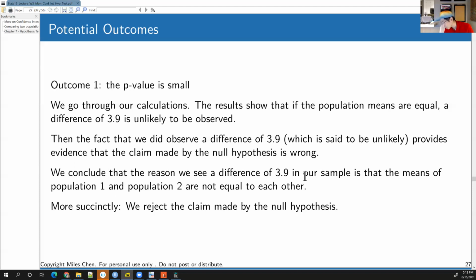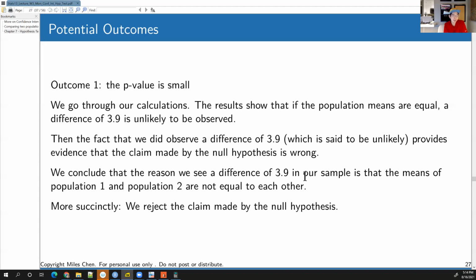So it could happen, but it happens only in about 1 in 1,000 times. All right. But that's what we have in our data. We have a difference of 3.9, right? And so if the p-value ends up being small, we're going to say, well, I guess I could have been the lucky 1 in 1,000 that got this difference of 3.9. Or perhaps the more likely explanation is that the claim made by the null hypothesis is wrong.